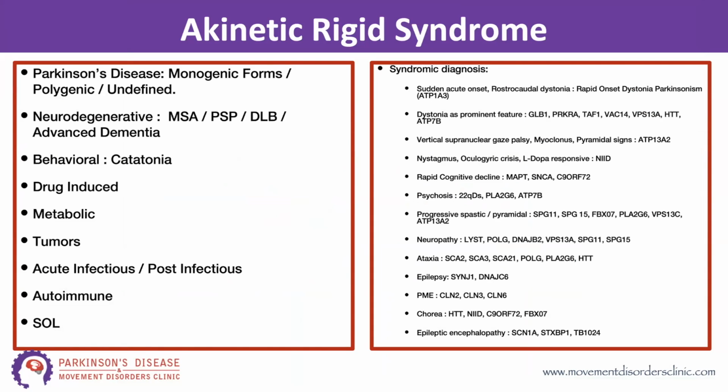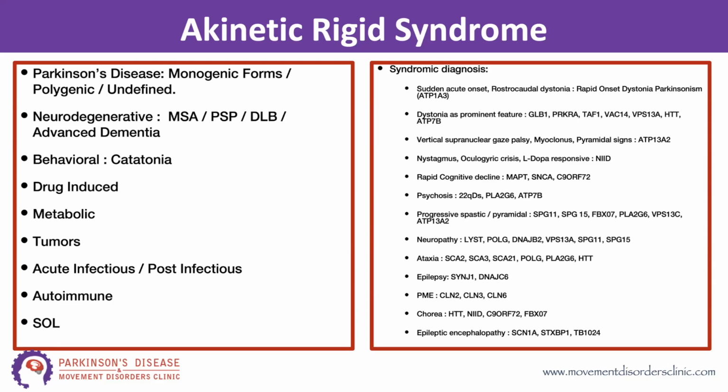Akinetic rigid syndrome, as I told you in my first slide, we know the classical forms. One is Parkinson disease. Now we know that Parkinson disease is not a single gene. So Parkinson's can be monogenic forms, polygenic forms are still undefined where we don't know about it. Or it could be Parkinson disease-like, commonly grouped under Parkinson plus syndromes, which include multiple system atrophy, progressive supranuclear palsy, dementia with Lewy body disease, or even, what we should remember, any type of advanced neurodegenerative syndromes can mimic an akinetic rigid syndrome, where the early history becomes very critical.